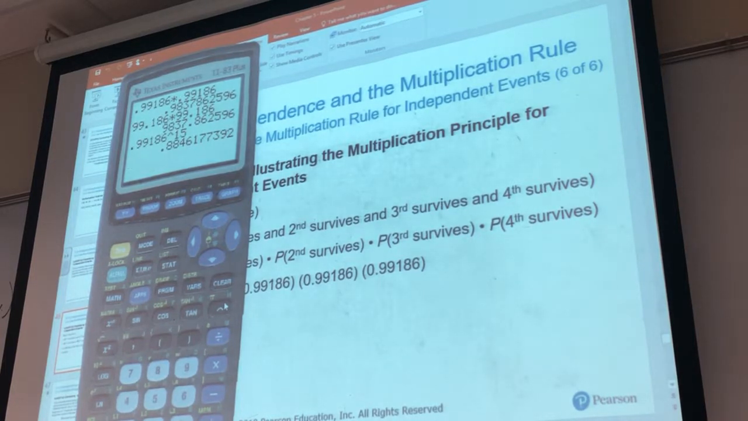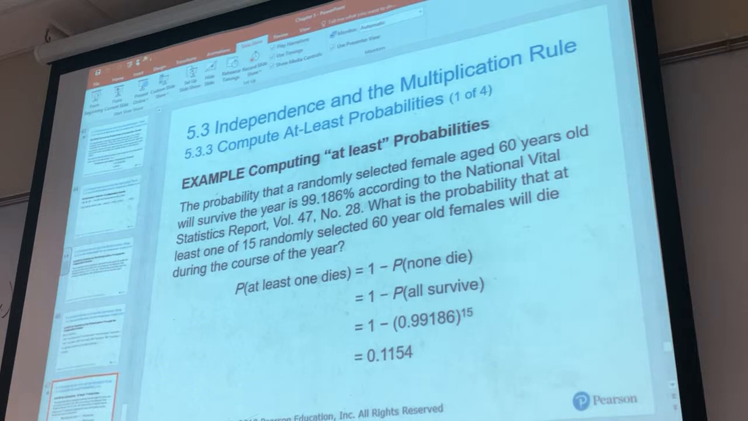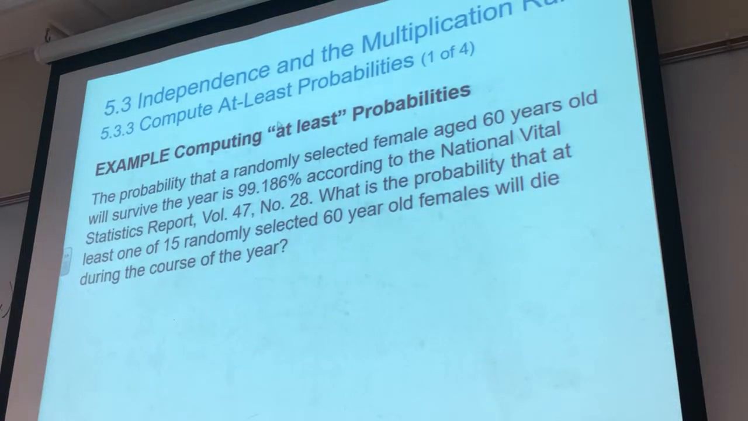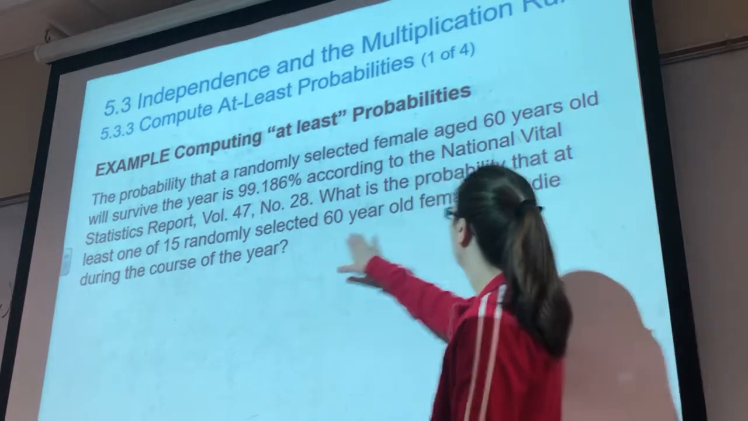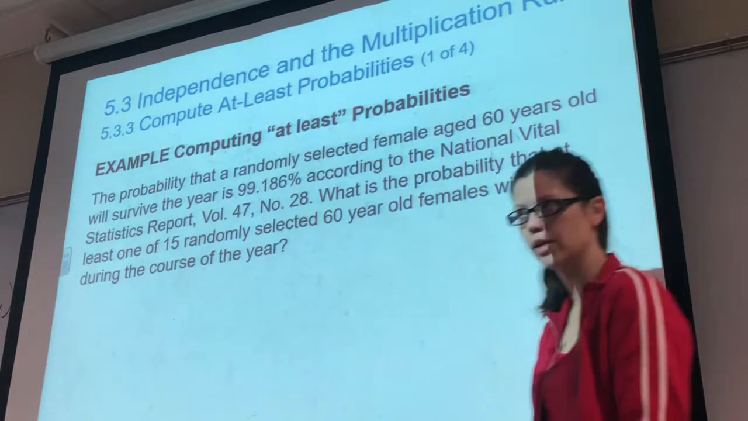Okay, so that's not actually what they're asking us. I probably should back up a little bit and talk about what I'm doing. Sorry about that, that's not what I want. Okay, so that's the probability that all 15 survive, but they're saying, what is the probability that at least one will die during the course of the year?